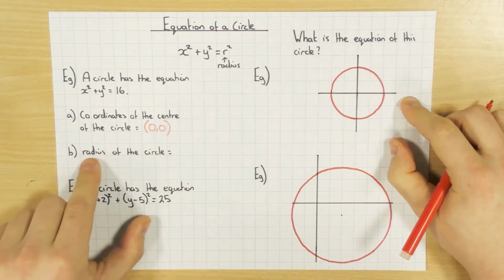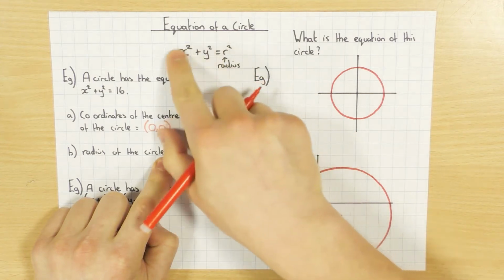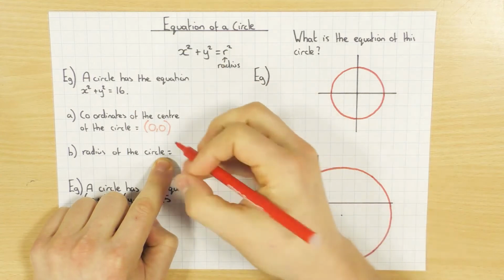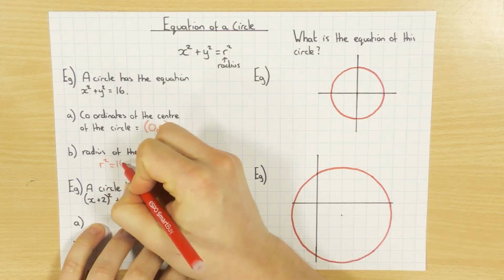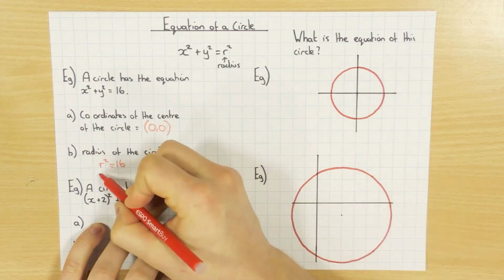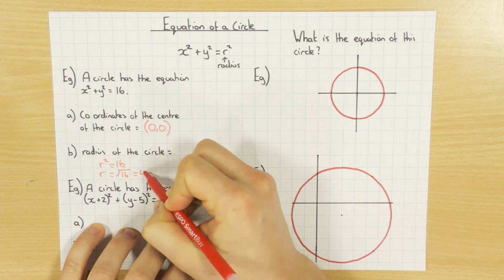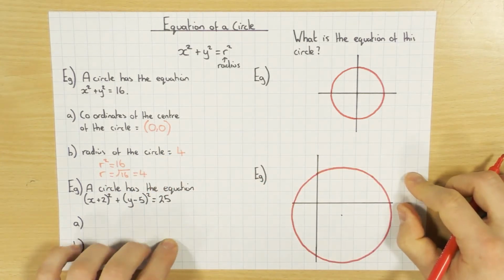And of course, the radius of the circle, well, we know that this is the equation of the circle. So in this case, we know that 16 is equal to r squared. So r squared equals 16. So to work out what r is, all I do is the square root of 16, which we know is 4. So the radius of the circle is 4.